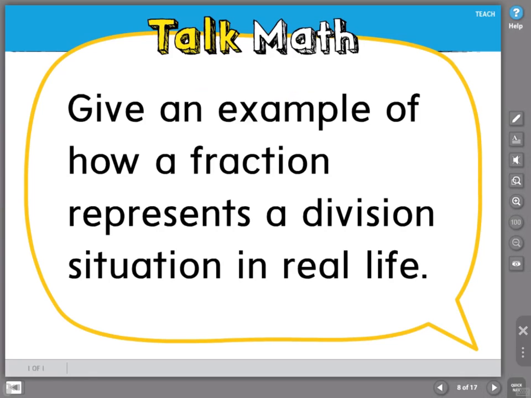Next, we have our summarizing question. And in complete sentences on the S part of your whisk, I want you to give an example of how a fraction could represent a division situation in real life. Today we've talked about pizza and brownies and pumpkins and clay. I want you to come up with an example of your own where a fraction could represent a real life division situation. Go ahead and press pause now if you need a second to write your summarizing question.